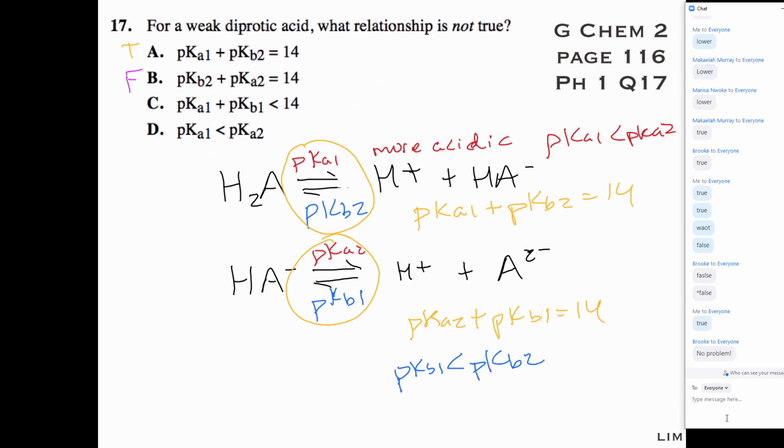This one's a little bit tricky. So let's plug in one of two ways. I'm going to do it this way. I'm going to say pKa1 plus pKb2 equals 14. So if I were to replace this with pKb1, am I replacing it with a larger number or smaller number?